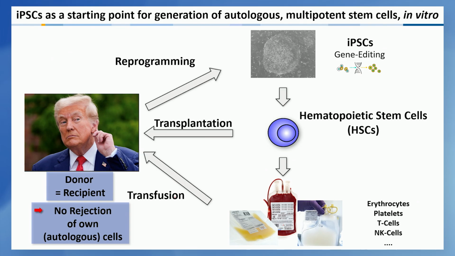And use those corrected cells to produce, for example, hematopoietic stem cells or any other stem cells which you can transplant, or in the case of blood stem cells, go on further and produce erythrocytes, platelets, T cells, genetically manipulated cells like CAR T cells you hear about in a different lecture, and use them for transfusion or transplantation with the advantage that those cells are not being rejected because the donor is the recipient and you don't reject your own cells.